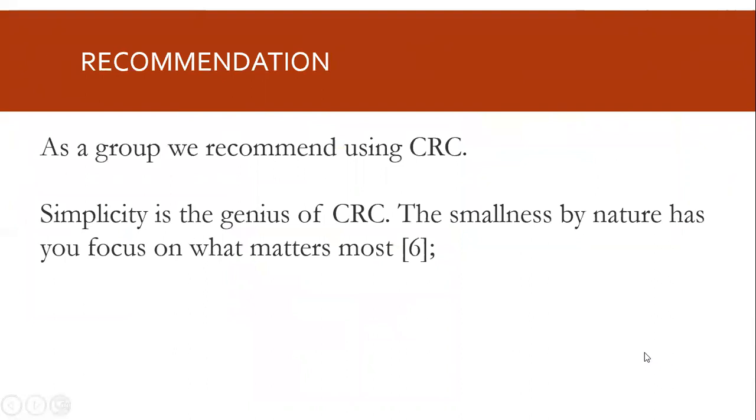Okay, awesome. So our expert recommendation is that the class could and should use the CRC technique. Basically, simplicity is the genius of CRC. Its smallness by nature has you focus on what matters most. Don't get bogged down in the huge details right away. Make sure you have a clear picture of the design before you start moving forward.